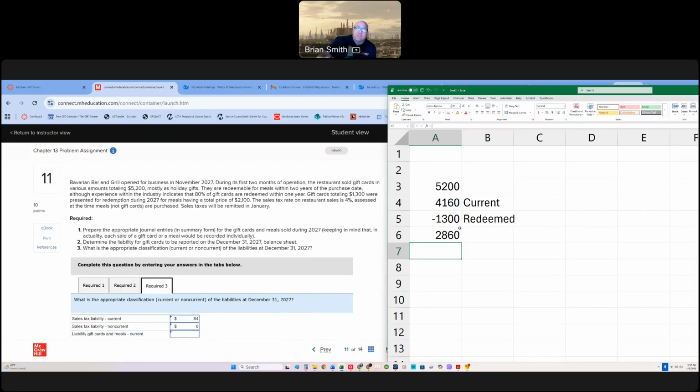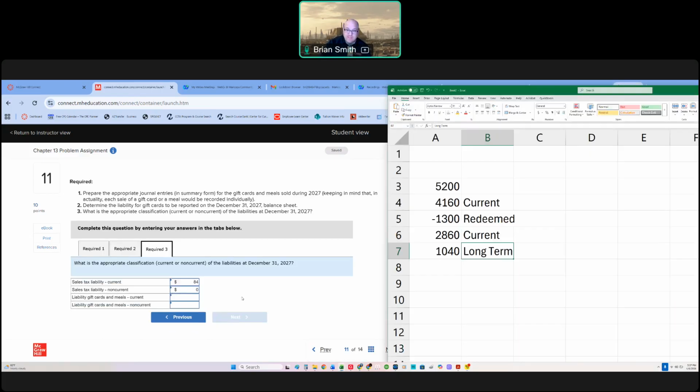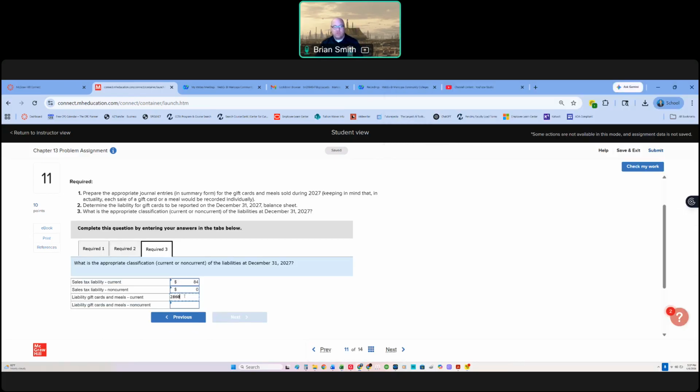So 2,860 is going to be our current liability. And then I'm guessing the remaining amount, 1040. This is what I think it's supposed to be. 1040, that's funny because it's the form for individuals for tax. I'm a nerd. Yep, I like it. 2,860 and 1040. Hopefully that's right, because that'd be cool.